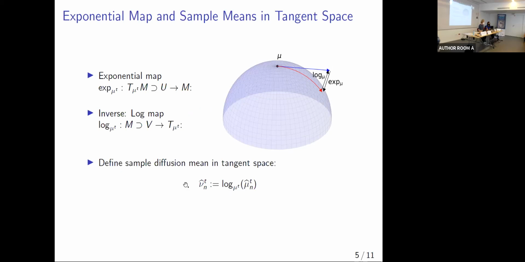And we define the sample diffusion mean in tangent space just as the mapping to the tangent space of the population diffusion mean, okay? And we denote this by a nu to make clear when we are in tangent space and when we are on the manifold itself.